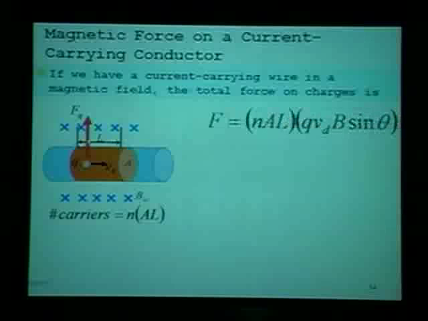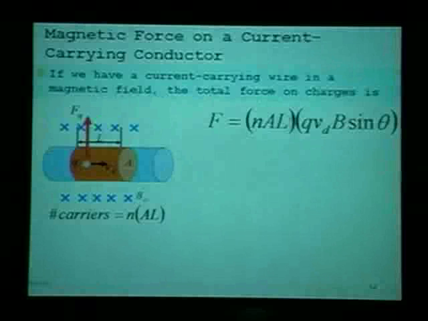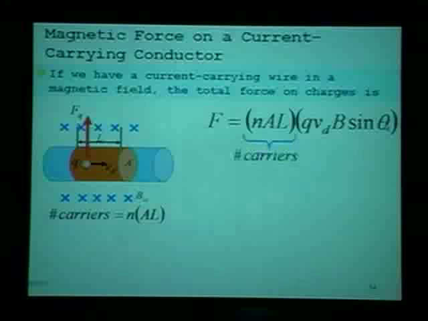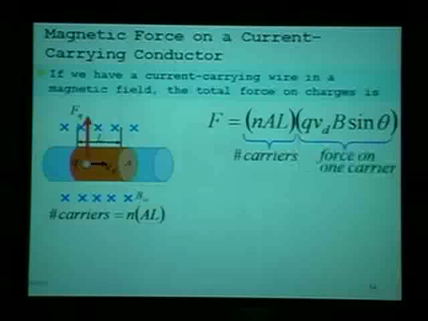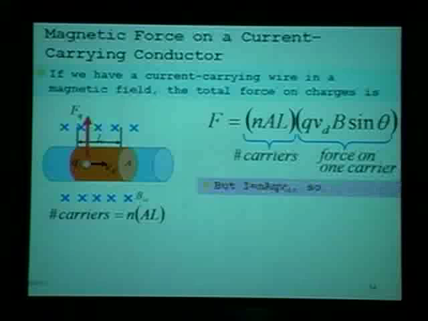So the total force on that segment of wire would equal the actual number of carriers in that segment, which is the carriers per volume times the volume, times the force on each carrier, QVB sine theta, as we just found. Number of carriers times force on one carrier. So I could write this.